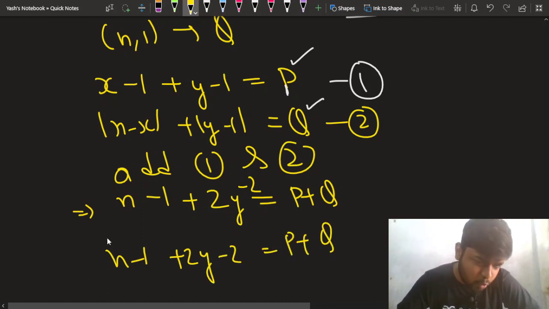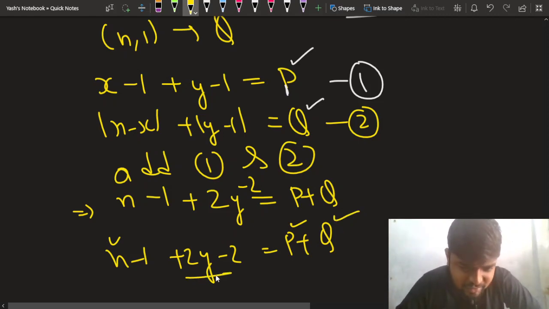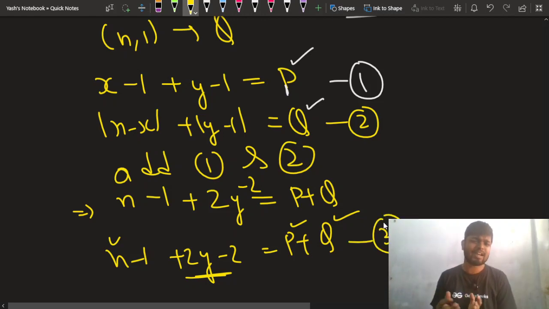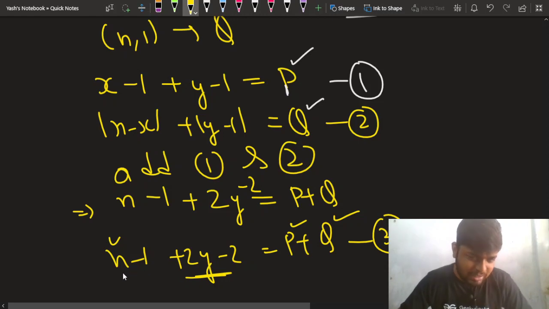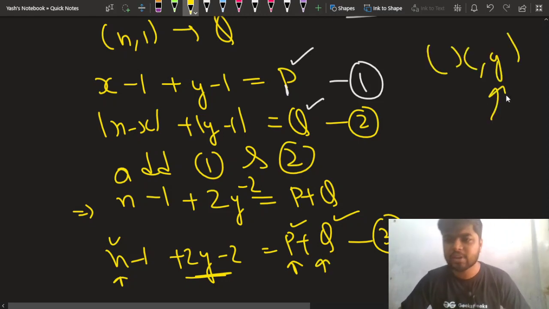Now notice that you know the value of n, you know the value of x, and you know the values of p and q. So you need to find the value of y. From this third equation you can easily find the value of y, because all the other variables are known to you. n is known, p is known, q is known. So from x comma y you will be able to figure out y.